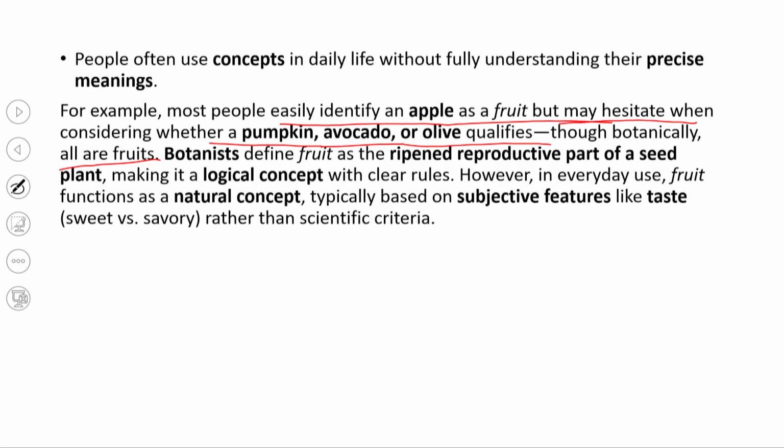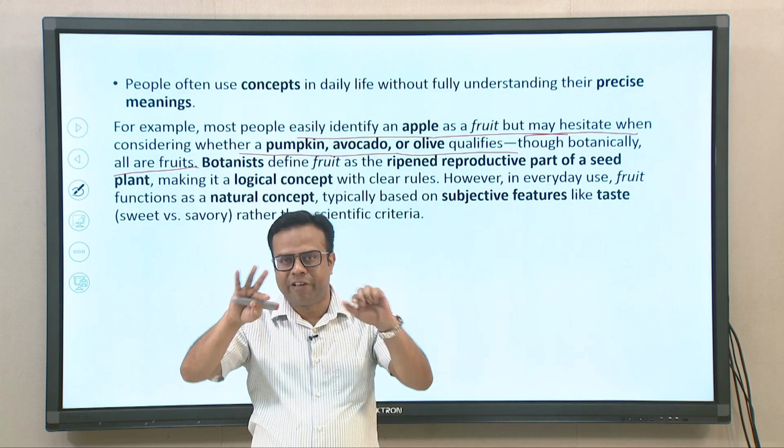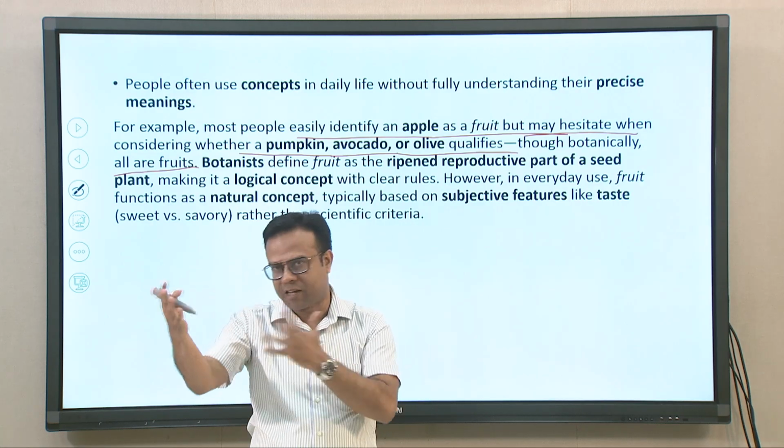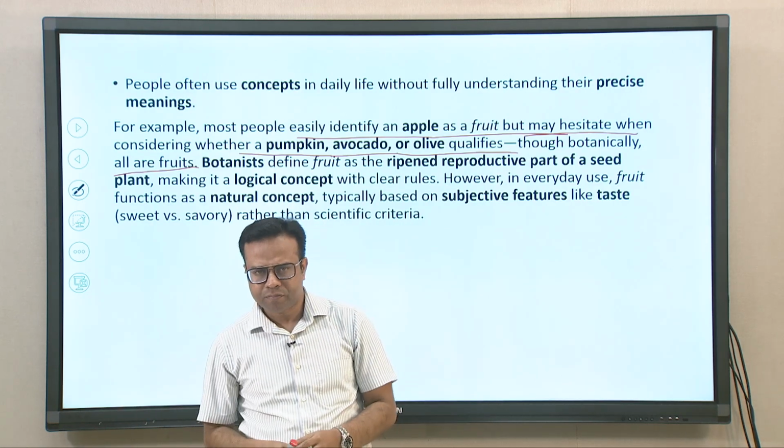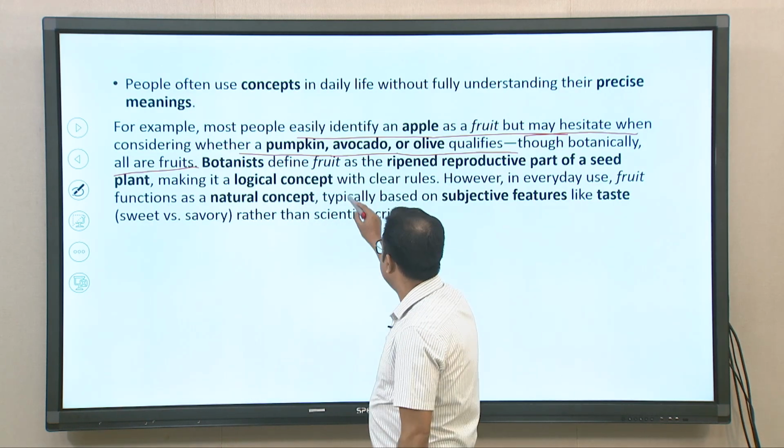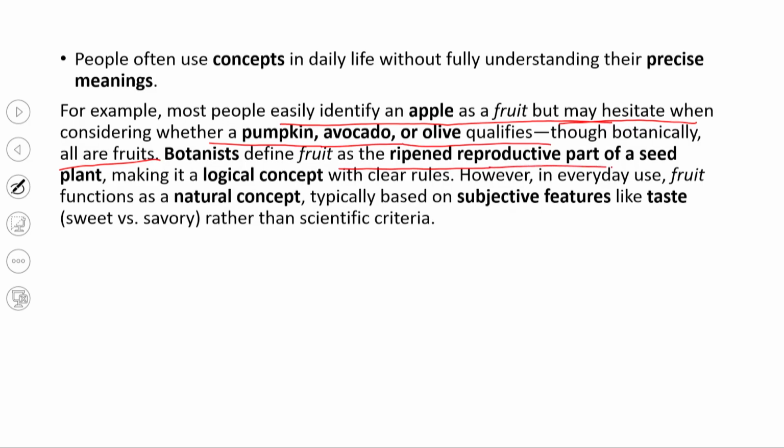So, sometimes we can use these concepts in a very loose sense, but they serve the purpose in our daily life. Botanists, for example, define fruits as the ripened reproductive part of a seed plant, making it a logical concept when scientifically we look at it. They have a very clear-cut definition of a fruit with clear rules.